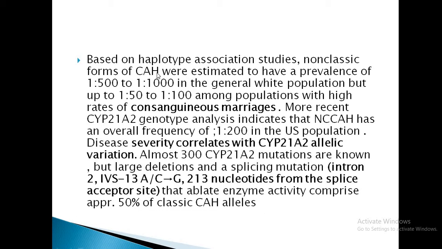The non-classic form of CAH, the NCCAH, has a prevalence of 1:500 to 1:1,000 in the general white population, but in consanguineous marriages the prevalence increases to 1:50 to 1:100. So NCCAH has an overall frequency of 1:200 in the US population. The severity of the NCCAH correlates with the CYP21A2 allelic variation.